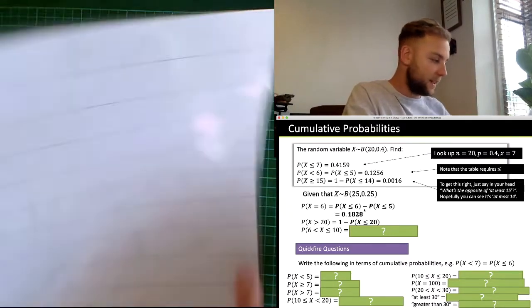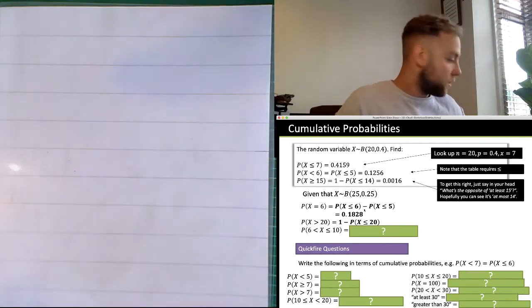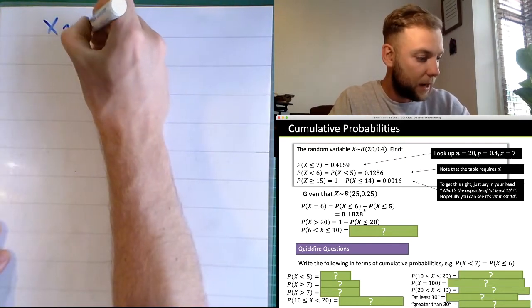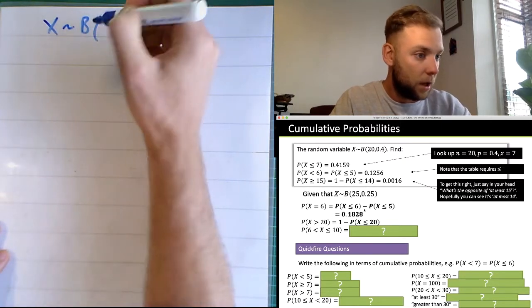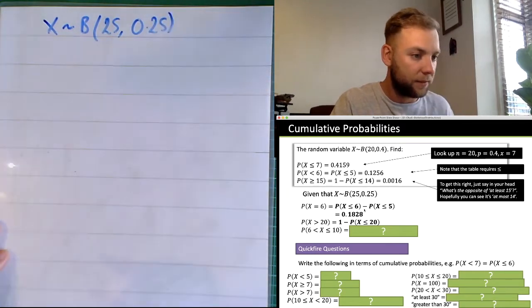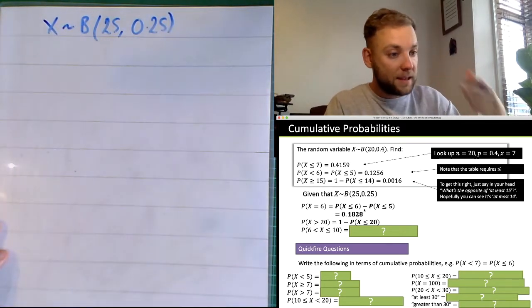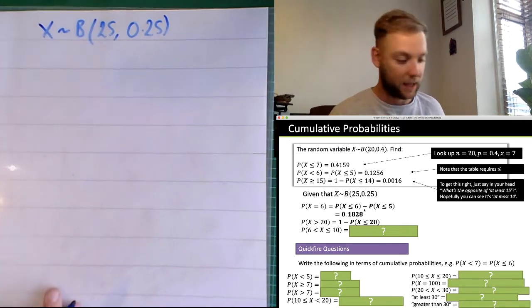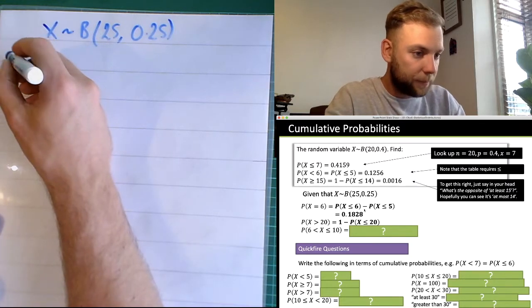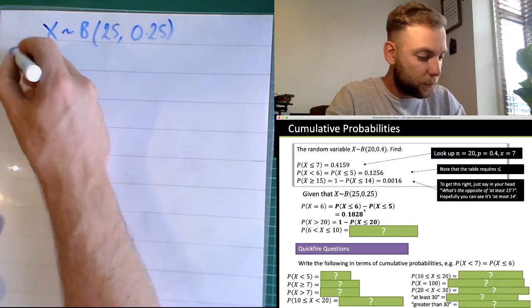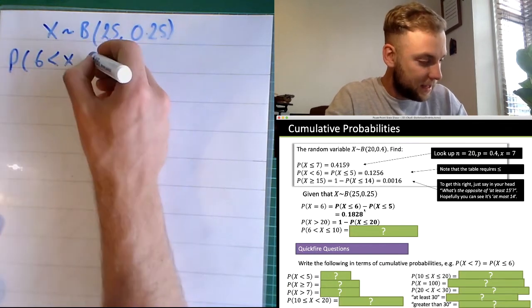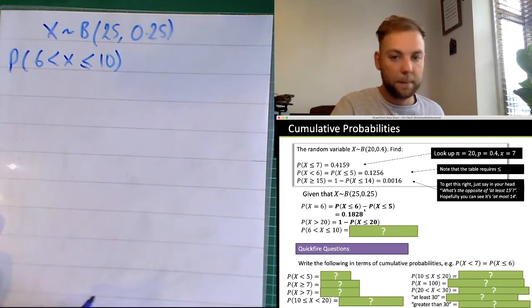So the probability there. Again, we've got our random variable x, which follows a binomial distribution with 25 trials and a probability of success of 0.25. Now this one is combining quite a few things, okay? So we really need to have a little think about it. So, the probability that 6 is less than x is less than or equal to 10, okay?